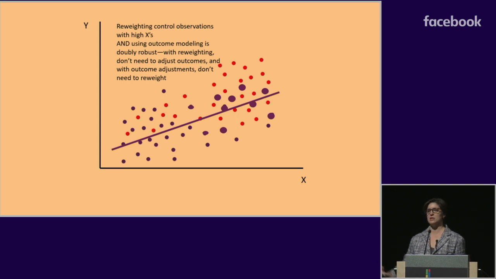It's hard to estimate the treatment assignment policy. It's hard to estimate the outcome model. You can't control for everything. You have regularization-induced biases, and so combining the two, being more robust, makes you perform better.